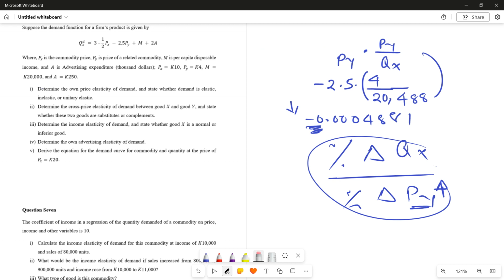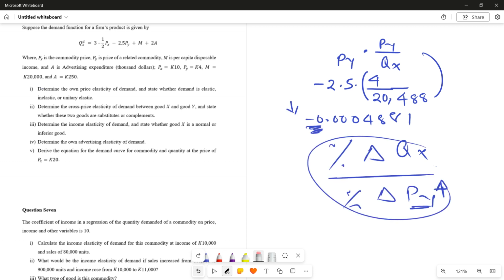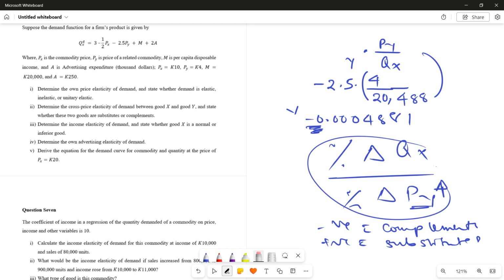Okay, so that's how we do it. Yes, Mr. Mpanza. So negative is equal to complements. Positive is equal to substitutes. That's okay? Great.